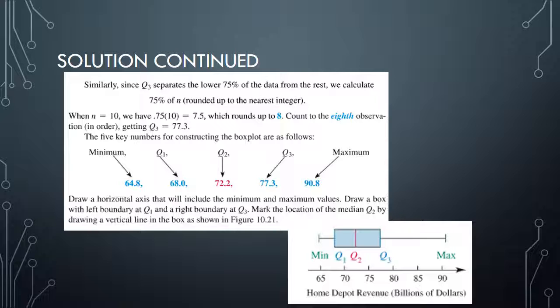The median divides that, and then you're going to make lines from the ends of the rectangle out to the minimum and maximum. And you can see why it's sometimes called a box and whisker plot. Those two lines would be known as the whiskers.